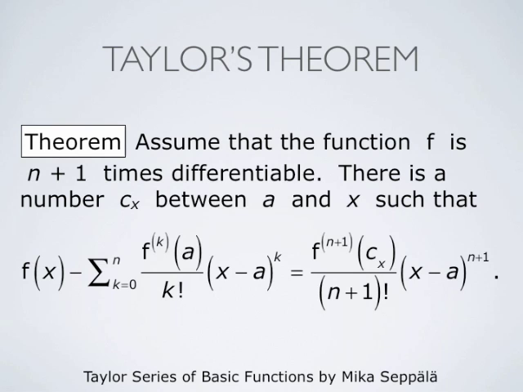Taylor's theorem states that there is a number c_x between a and x, such that the error that we make when we approximate the values of the function with those of its Taylor polynomial of degree n at x = a is the (n + 1)th derivative of f at this point c_x divided by (n + 1) factorial times (x - a)^(n+1). This point c_x depends on x, it also depends on n. The only thing we know is that the point c_x is between a and x.